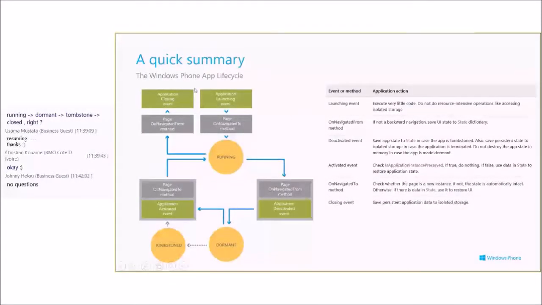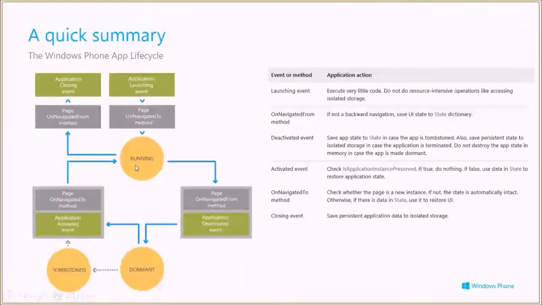So this is a quick summary. This is the Windows Phone application lifecycle. These are the states. I think it should have added a not running one up there, for when the application is not running. The ones in green are the events triggered when the application moves from the not running to the running state.